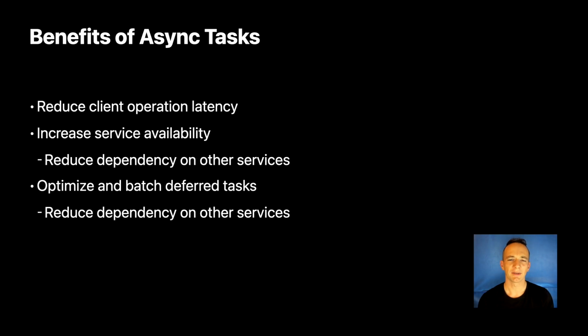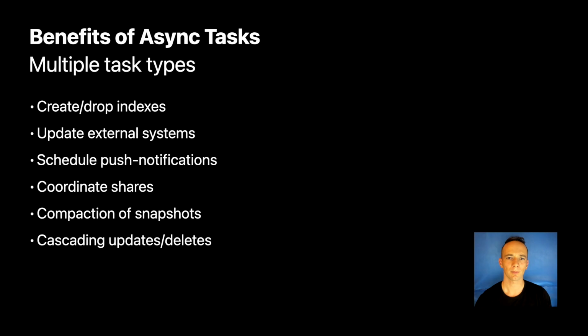In general, there are multiple benefits for deferring task execution. The obvious one is reducing client request latency. Asynchronous processing also reduces our services' dependence on other services, which improves the availability of our system. Dependent services may be temporarily offline or unreachable, while our service continues to serve clients. In addition, we can optimize the execution of asynchronous tasks, for example by batching, eliminating redundant tasks, and more.